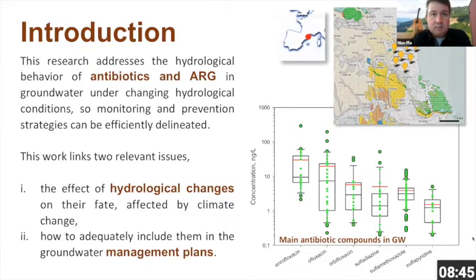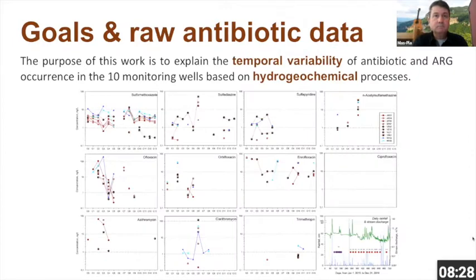In this area, several compounds appear with concentrations that go from a few hundreds of nanograms to a few nanograms per liter. The most usual ones are quinolones, fluoroquinolones, and sulfonamides. Next, please.